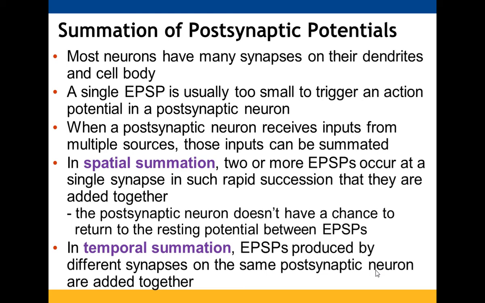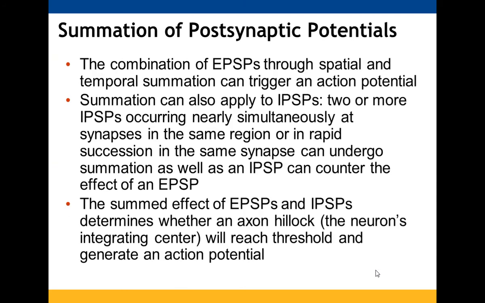Spatial summation is when you have two or more EPSPs occur at a single synapse so quickly that they are added together. Your postsynaptic neuron doesn't get to go to resting potential. It happens so fast it's not able to return back. In temporal summation, you have it occurring at different synapses on the same postsynaptic neuron. And in that case, they would be added together.